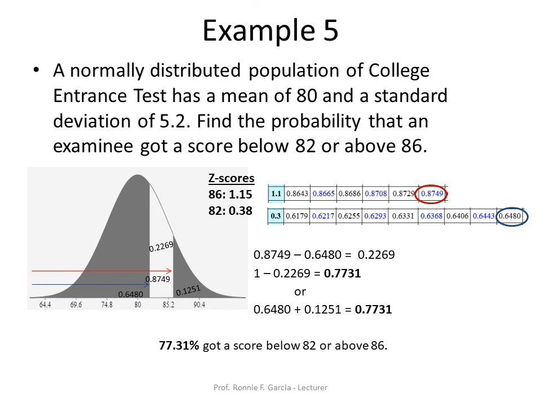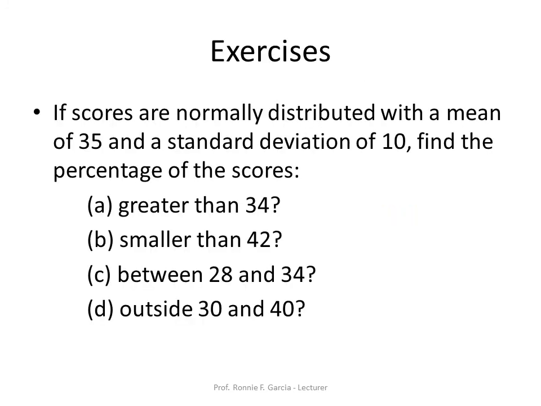That is the probability or the percentage that an examinee got a score below 82 or above 86. So those are the things that we are going to do if we are trying to get areas from different regions under the standard normal curve. We still have a lot of exercises to be answered, and that will be given to you as your seat work. That's all for now.